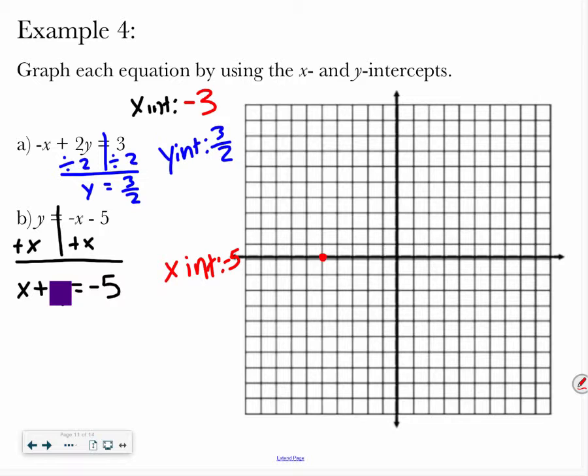And then let's quickly do our y-intercept. If we cover up our x, we also have y equals negative 5. So my y-intercept is negative 5. I'm going to go down 5 on the y-axis. And then to finish it, I just connect them.